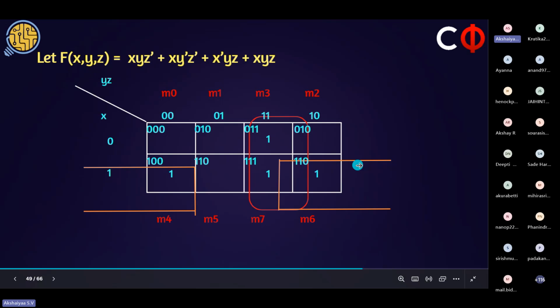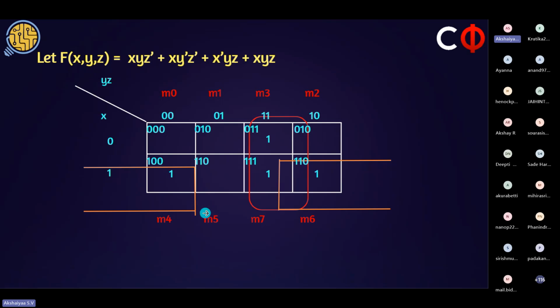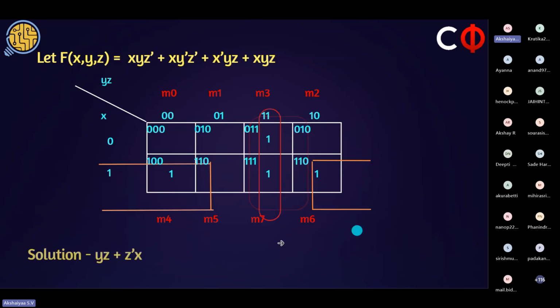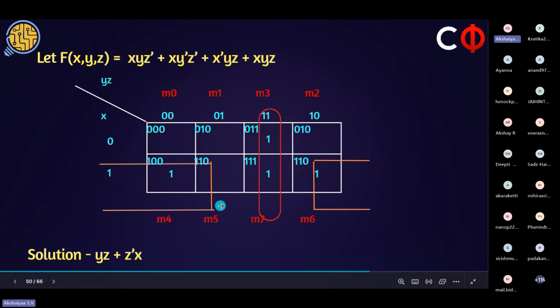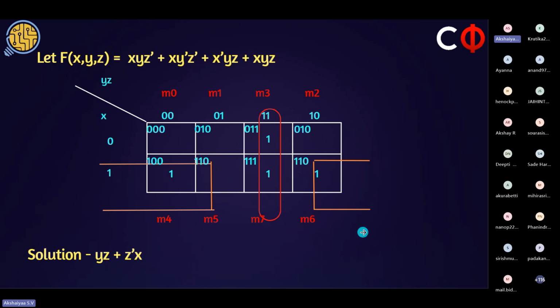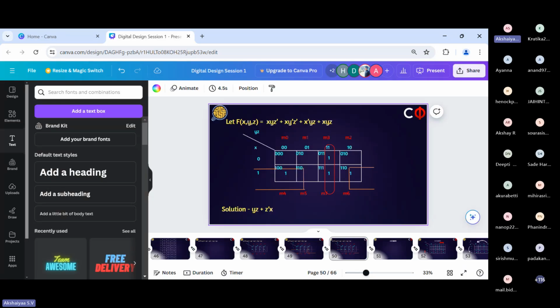And if I'm talking about this orange group, the x part is remaining the same, y goes from 1 to 0, and z is already 0 and remaining the same. So what is the term which I'm going to be getting? It's going to be xz prime. So this is the final simplified version of this function, and it is yz plus xz prime. Is this clear right now? Is this clear, or do you have any doubts? You guys can put it in the Q&A.